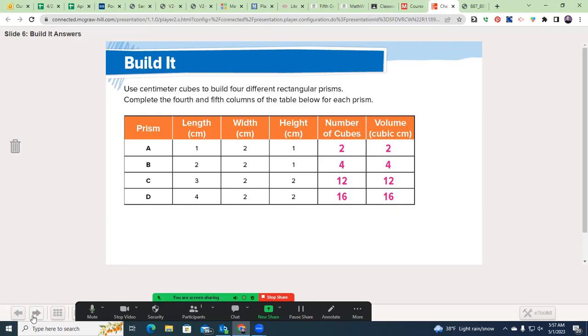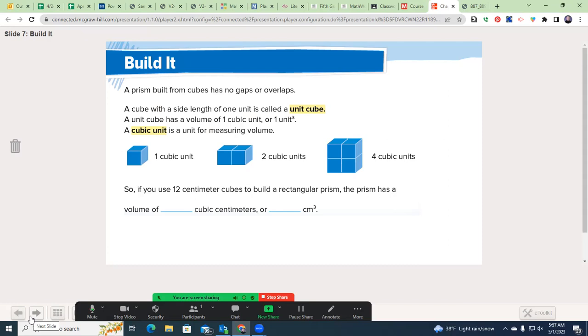All right, so let's slide down your page 949. On this slide for me, you see the vocabulary we talked about. So 1 cubic unit, but now there's 2 of them, so it's 2 cubic units. We've got 1, 2, 3, 4 cubic units. So if you use 12 centimeter cubes to build a rectangular prism, what do you think the volume is going to be? How many cubic centimeters? Well, you're right. The number of cubes is going to tell you the volume. 12 centimeter cubes, 12 cubic centimeters.